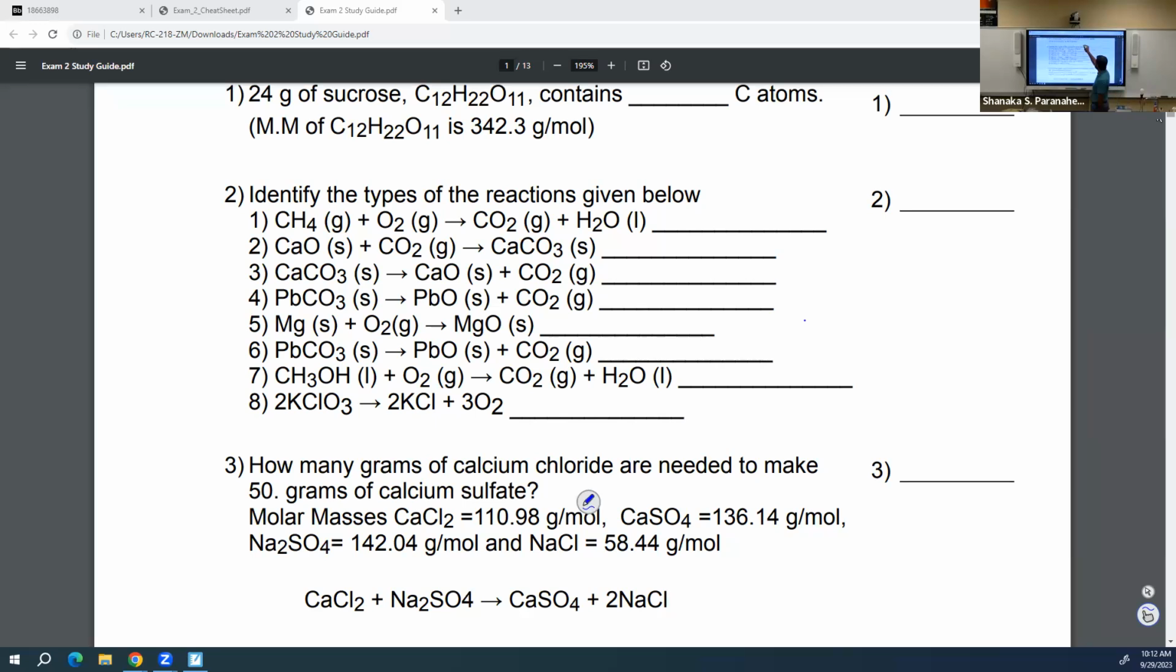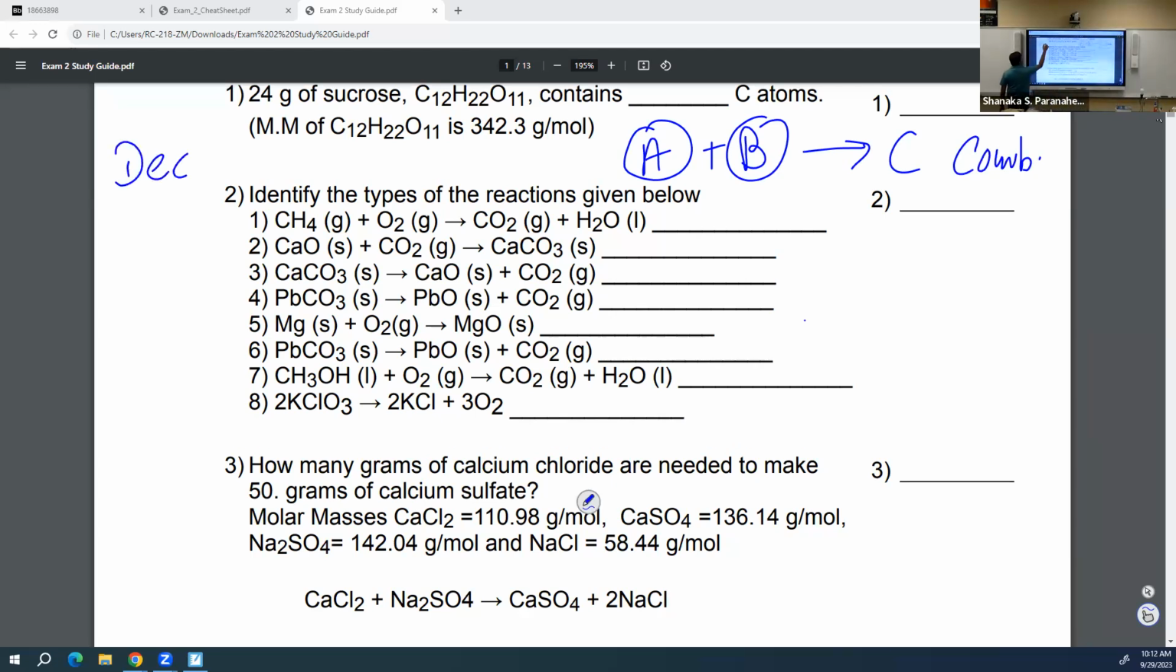So if it is a combination reaction, A plus B produce C. So that's the combination, combined to form a single product. And opposite of that is the decomposition. So this is combination. Decomposition is a single product splits into simpler substances, B and C. It's the opposite of that.